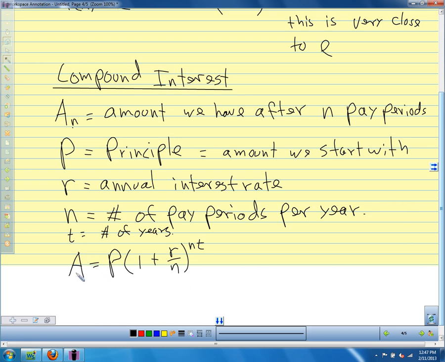So this tells us the amount that we will have if we invest our principal at interest rate r that compounds n times per year for a number of years t. And it's important to remember that r, for this formula, is the annual interest rate, and n is the number of pay periods per year. All right, questions on our formula?